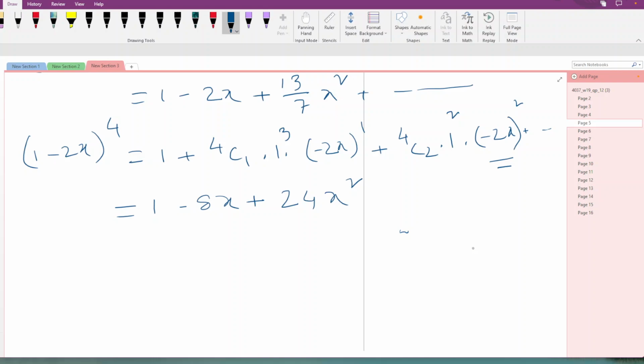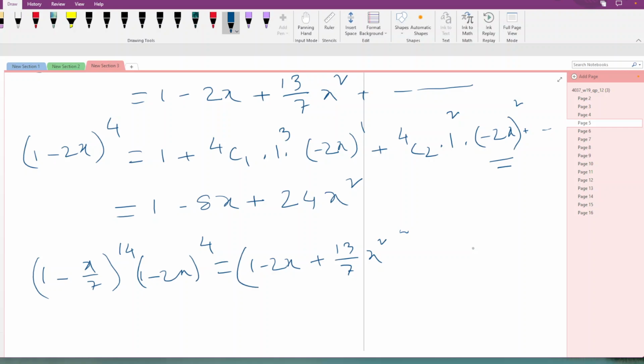Now, (1 minus x/7) to the power 14 multiplied by (1 minus 2x) to the power 4 equals (1 minus 2x plus 13/7 x squared) into (1 minus 8x plus 24x squared).